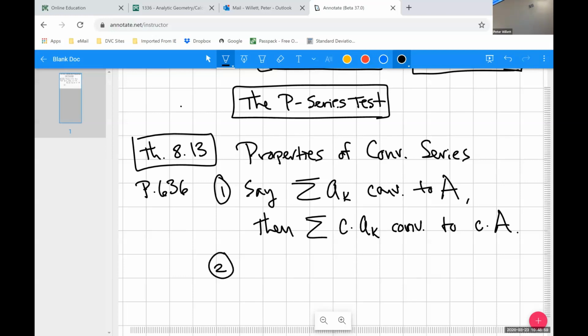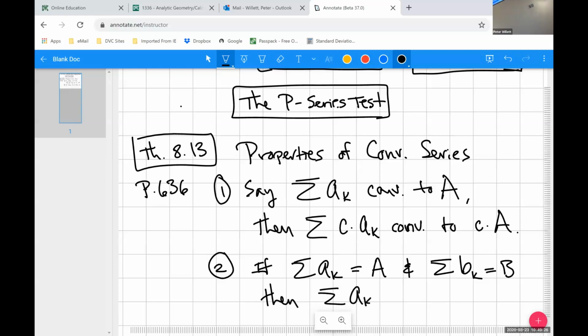Similarly, if I have a series of a sum, that's the sum of the series. So if the series of the A's converges to A and the series of the B's converges to some number B, then the series of the A's plus the B's converges to A plus B. And of course, this would also be true if this was subtraction.